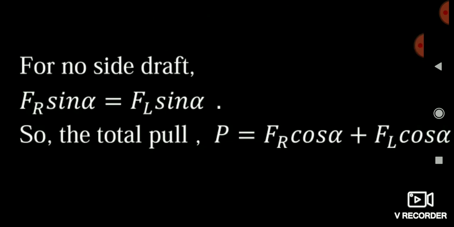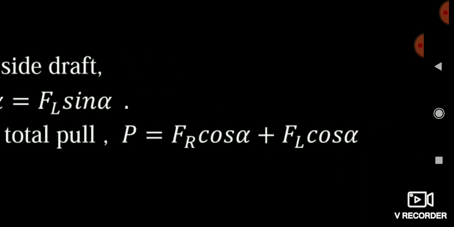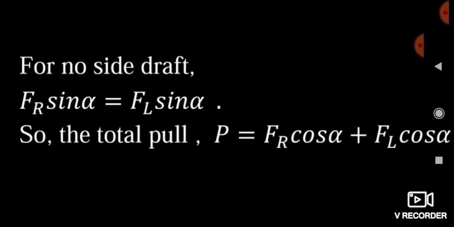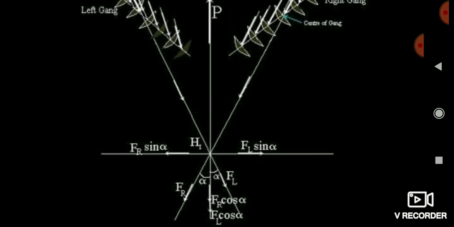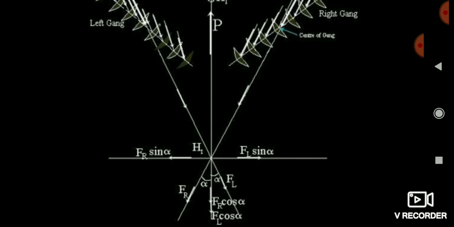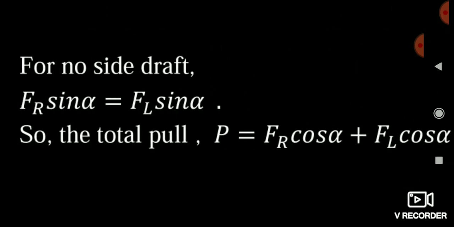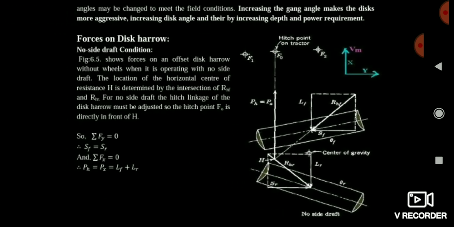You can see here, friends, there is no side draft, meaning Fr sin alpha is equal to Fl sin alpha. You can clearly see from here, Fr sin alpha is equal to Fl sin alpha. In the horizontal direction, both these forces are going to balance each other. So total pull P is equal to Fr cos alpha plus Fl cos alpha. You can also see here, Fr cos alpha plus Fl cos alpha is acting in the downward direction, and pull P is acting in the upward direction. So our pull is the summation of both these forces.